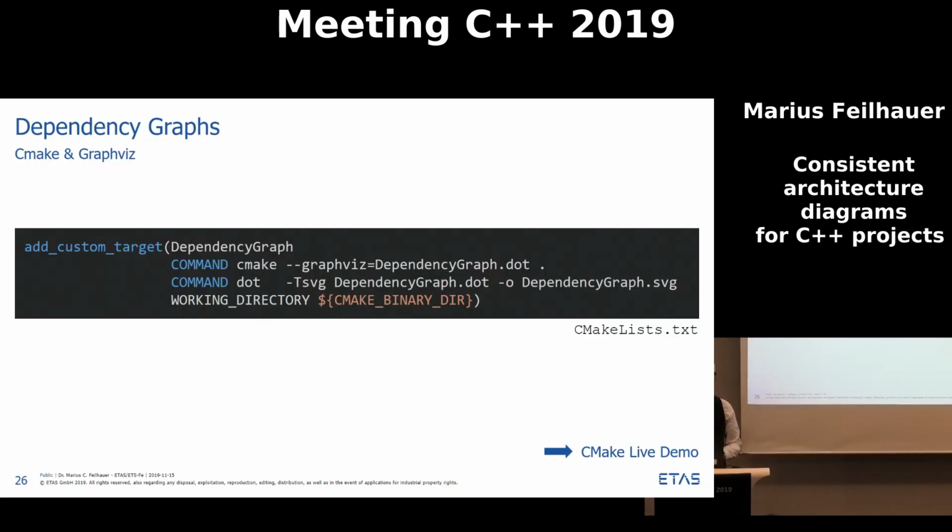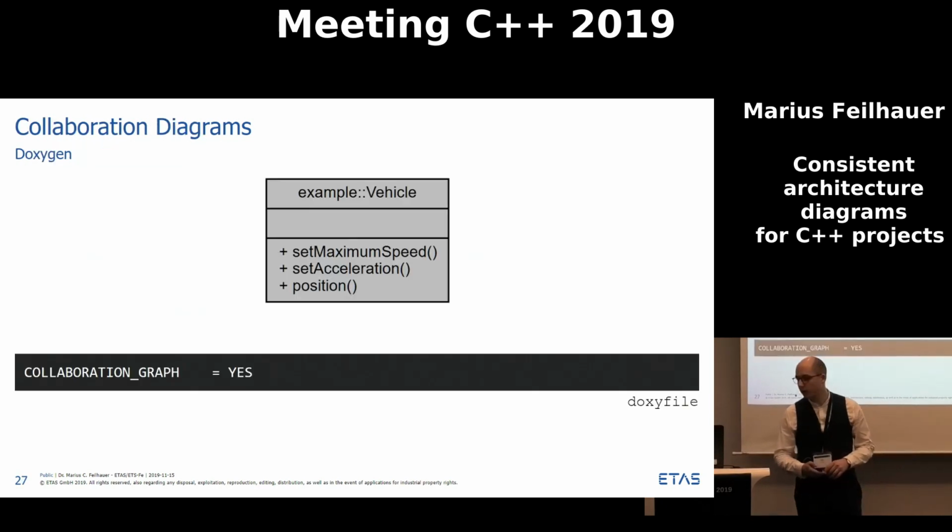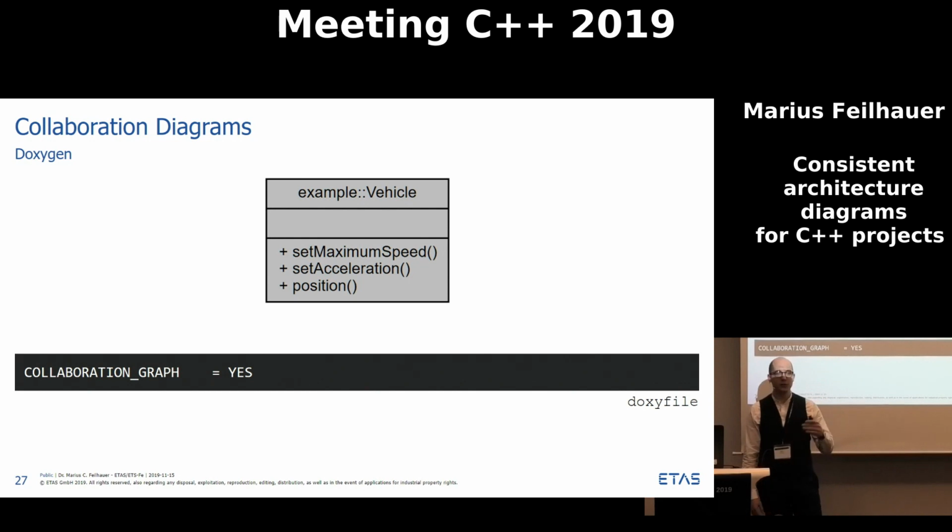So, CMake is not the only tool that can visualize something. If we're now using Doxygen anyhow, Doxygen has some simple options to visualize stuff. On the one hand, they call it collaboration diagrams. So it's just an option in the Doxyfile you can enable. And then you get something like class diagrams for your classes, showing their methods, their members. So that's a pretty easy approach if you can use Doxygen or any documentation tool building upon Doxygen.